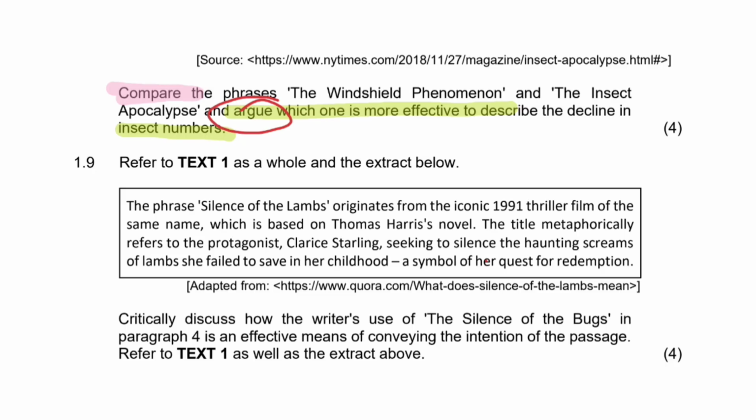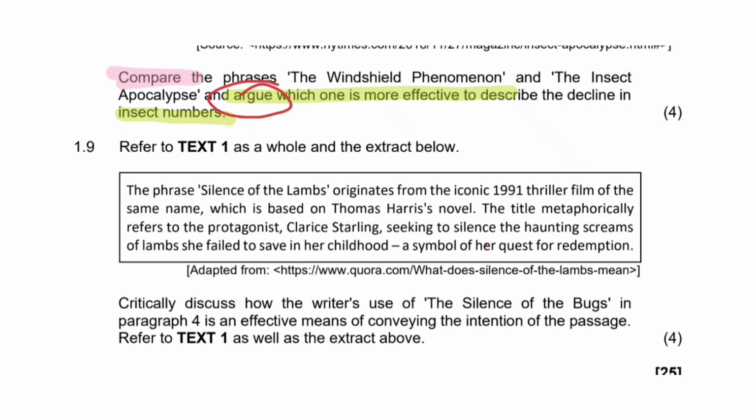So in paragraph 4, the wind-chill phenomenon is the observable decline in insect numbers. If you argue that the wind-chill phenomenon is effective, you could argue that it ties into everyday life, more relatable, because it's drawing attention to something that is in everyday life. Or you could argue that it's not effective because it lacks emotion, that it's referring to something that you can observe and that it doesn't pull out emotions from the reader the same way that the other one does.